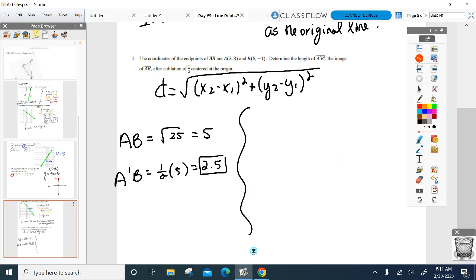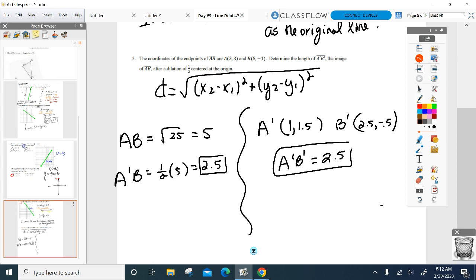Or, I figured most of you may have done it this way. Find A prime, B prime by multiplying both coordinates by a half. Why am I allowed to multiply? Centered at the origin, I can do that. So A prime would have been (1, 1.5). B prime would have been (2.5, -0.5). Plug your x's and y's into the distance formula. A prime, B prime would have been, what did I get? I didn't even take the square root there. 2.5 again. So either way, dilate the points, find the distance, multiply by a half. All right?